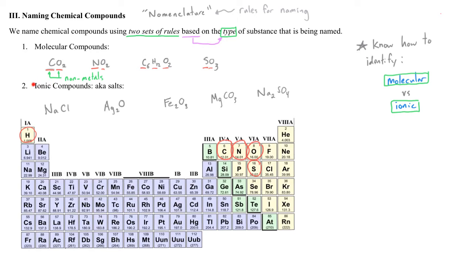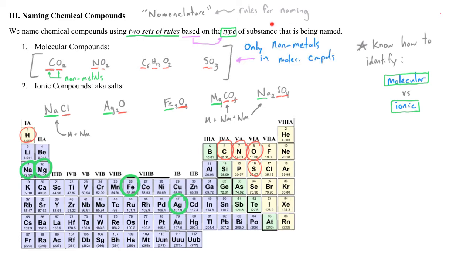What about ionic compounds? Do those have nonmetals only? No. Notice in ionic compounds, we have both metals and nonmetals. We have one type of metal, and we have sometimes one type of nonmetal, other times there's more than one type of nonmetal. But altogether, it's a metal with some type of nonmetal. So we have molecular compounds, which are all nonmetals, and then ionic compounds are a mixture of metals and nonmetals.